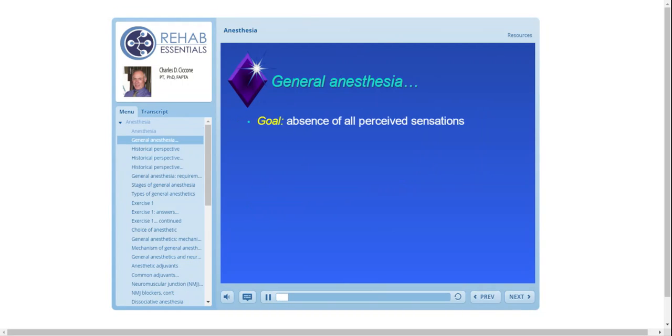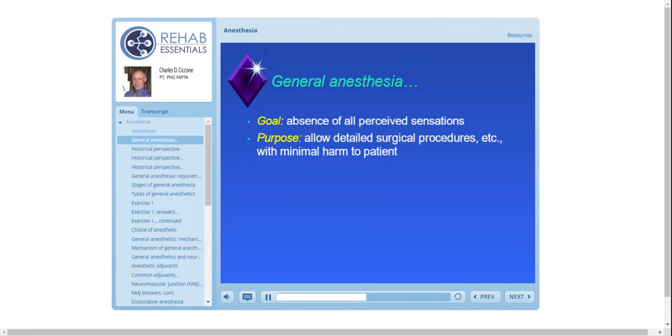So what is general anesthesia? The drugs we're about to see, their goal is to have the patient not perceive any sensations, to either be unconscious or to have their consciousness altered sufficiently so they're not aware of what's being done to them or what's happening to them. The purpose, of course, is to allow usually a detailed surgical procedure. Major surgeries like open heart surgeries, hip replacements, and other joint replacements, and other detailed surgical procedures can then be performed with minimal harm to the patient. So let's take a look at how we can achieve this.